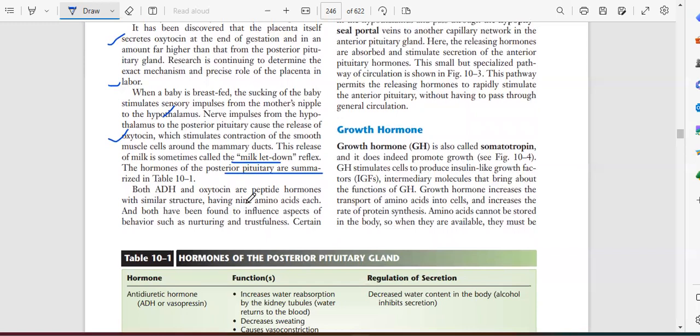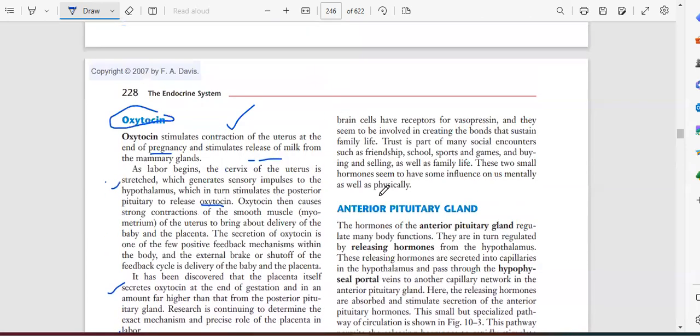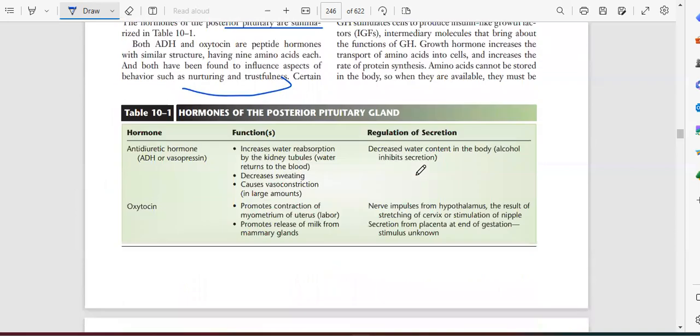Both ADH and oxytocin are peptide hormones with similar structure, having 9 amino acids, and both have been found to influence aspects of behavior such as nurturing and trustfulness. Certain brain cells have receptors for reciprocity, and they seem to be involved in creating the bond that sustains family life. Trust is a part of many social encounters such as friendships, school, sports and games, and buying and selling, as well as family life. These two small hormones seem to have some influence on us mentally as well as physically.